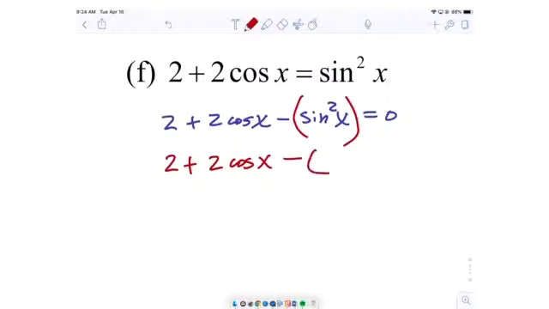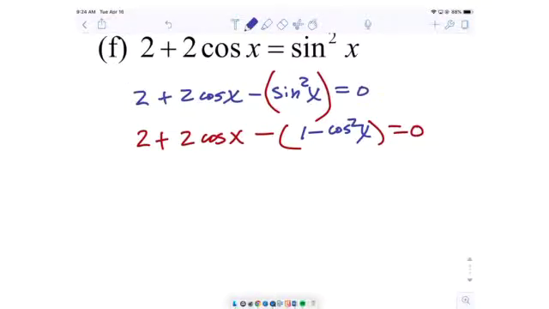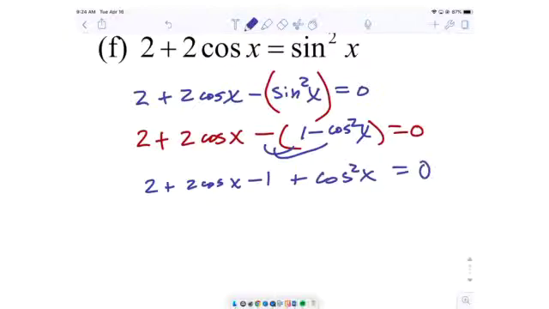So now I'm going to replace sine squared with what? Good. See, we're getting used to that. That's the most common substitution with the PIDs. 1 minus sine squared or 1 minus cosine squared. Okay, now we're just going to distribute this little negative fella, and we get 2 plus 2 cosine of x, and then we get minus 1 plus cosine squared equals 0.